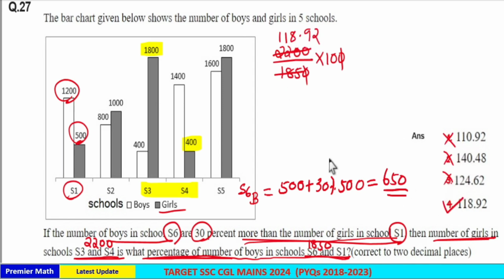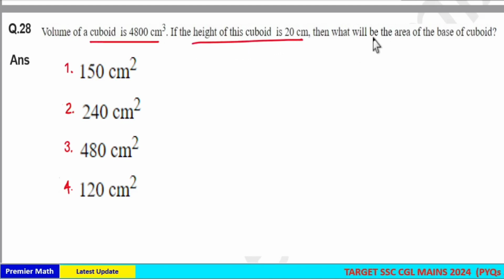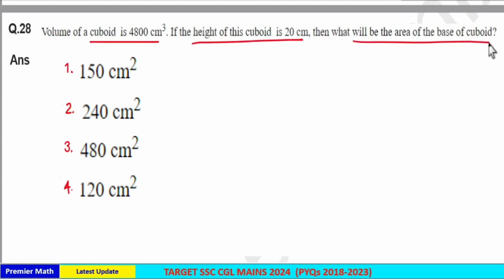118.92. So 2200 is 118.92% of 1850. Volume of a cuboid is 4800. If the height of this cuboid is 20 cm, then what will be the area of base of the cuboid?